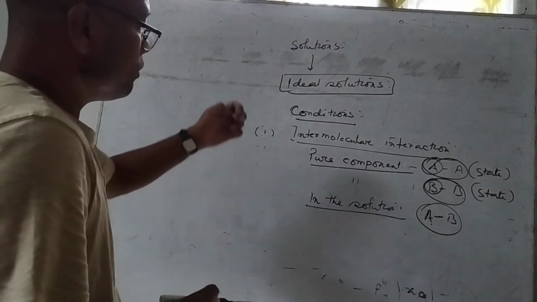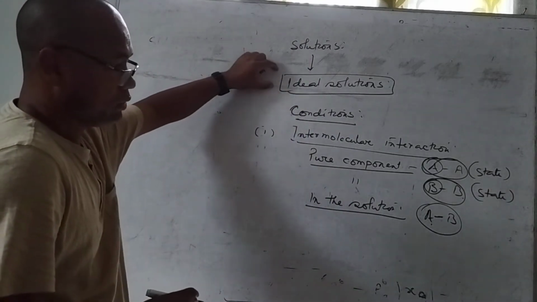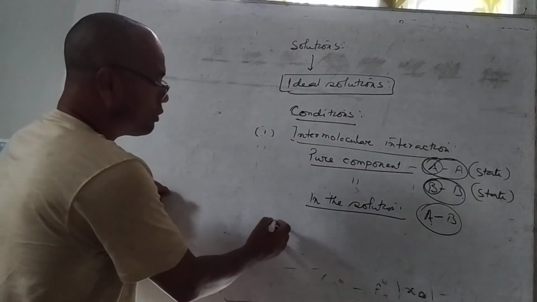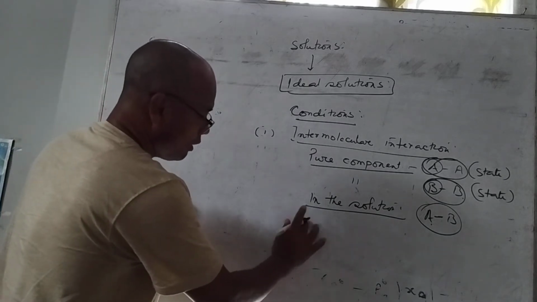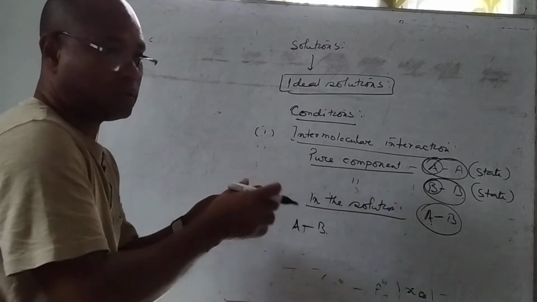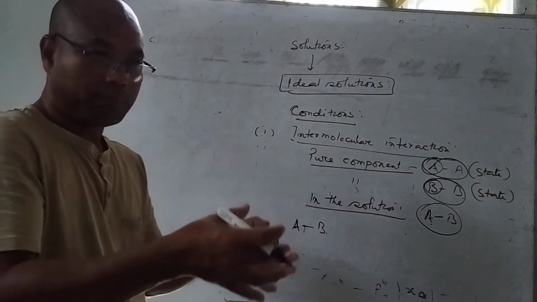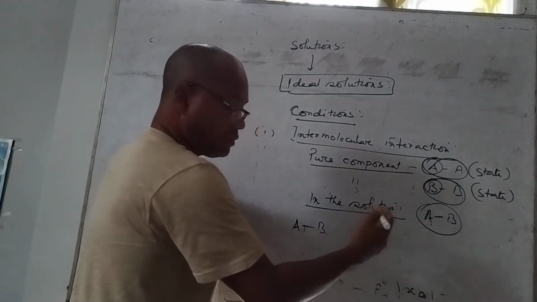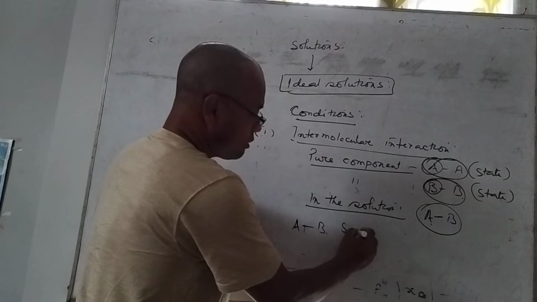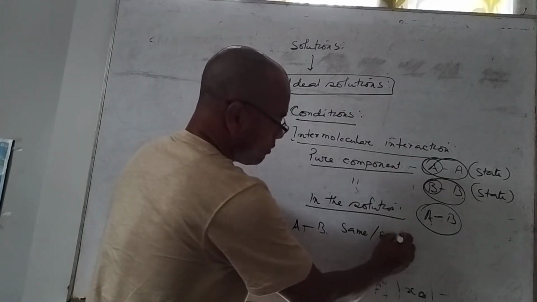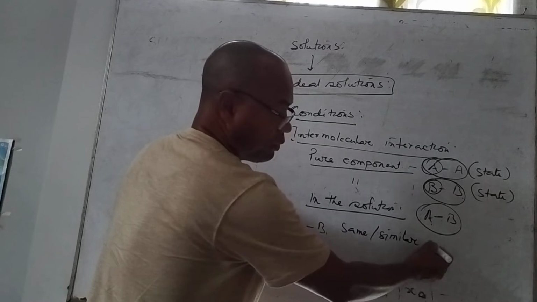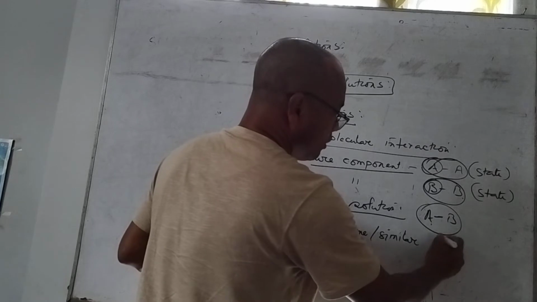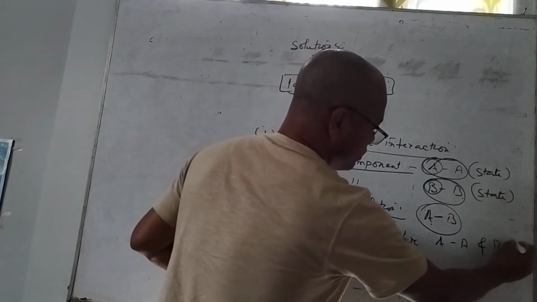Okay. So what is the most important condition for the ideal solution? Here, the intermolecular interaction of the AB in the solution. The intermolecular interaction of the components in the solution is the same magnitude, or similar, with the intermolecular interaction of the components in the pure state.